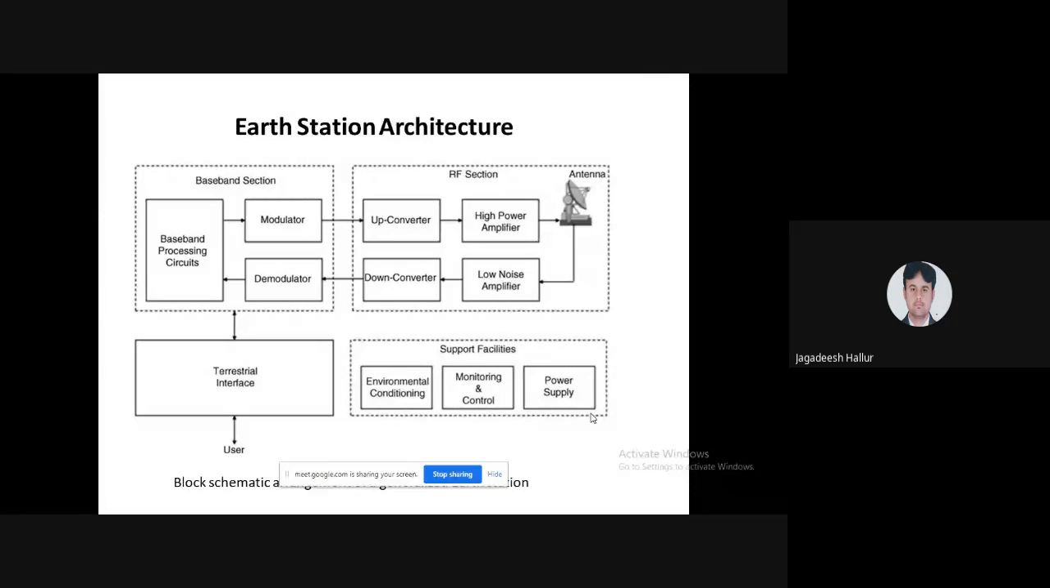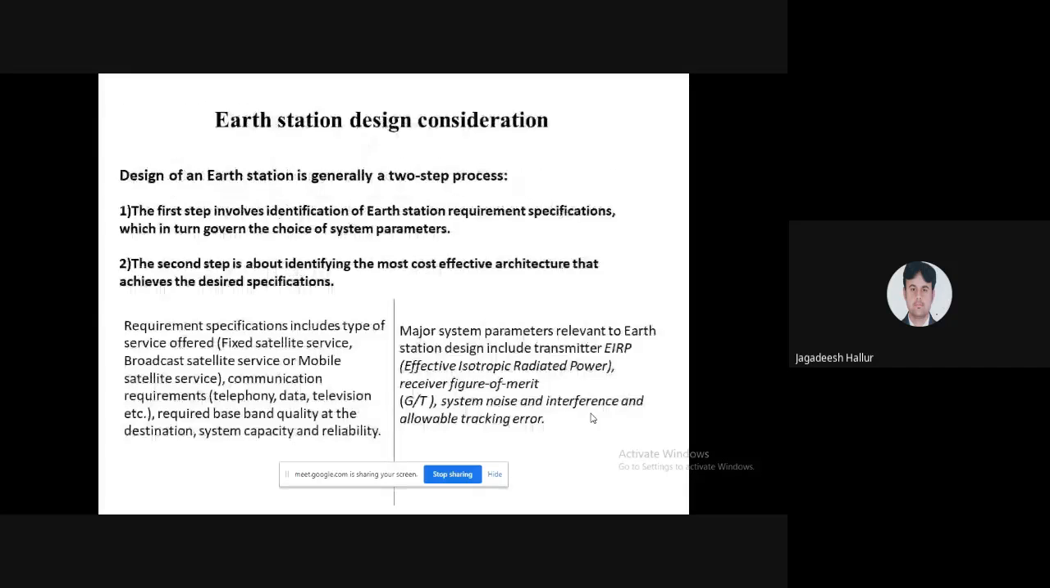And previously we have seen the Earth station architecture, how it is modified. The Earth station architecture has the baseband section, RF section, and support facilities. And these support facilities we have seen in unit number 2: monitoring, control, everything, and power supply, everything you have covered. And next we have seen the Earth station design consideration.